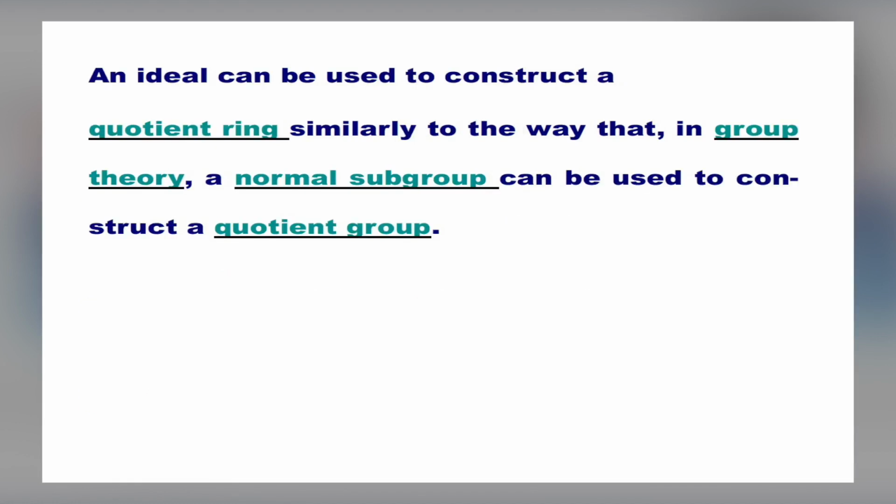An ideal can be used to construct a quotient ring, similarly to the way that in group theory, a normal subgroup can be used to construct a quotient group.